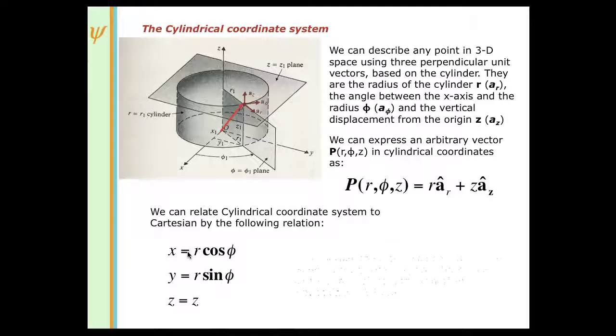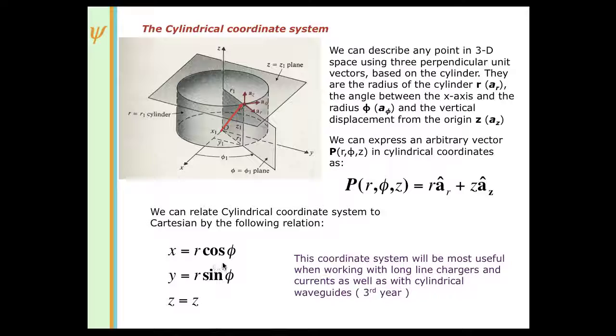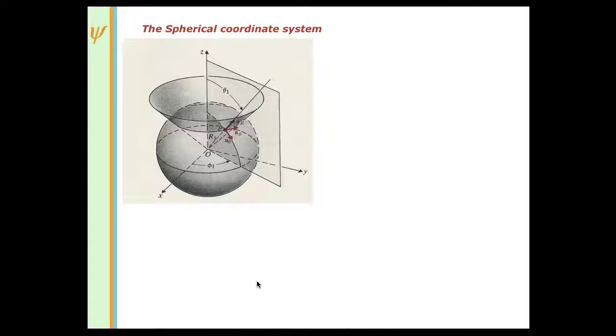The cylindrical coordinate system is most useful when the problem possesses cylindrical symmetry, meaning that nothing is changed by rotation around the vertical symmetry axis by any angle. That is the case when we are dealing with long line charges, wires and currents.